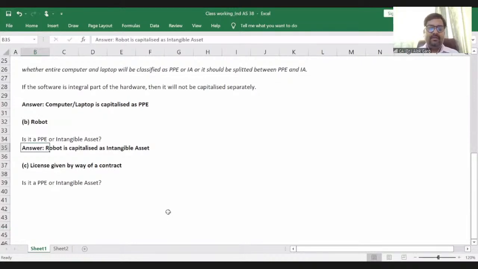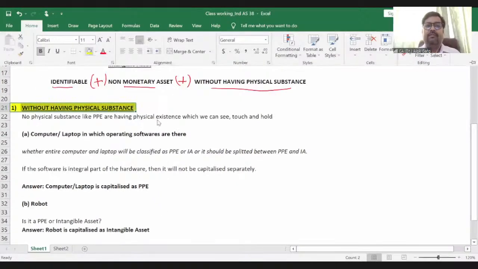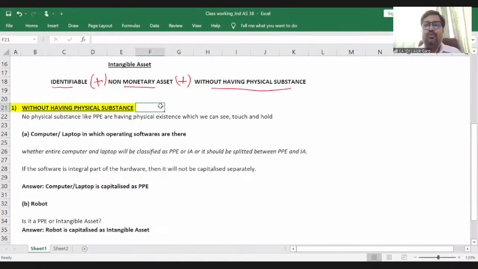A license is an intangible asset. A license is capitalized as an intangible asset, right? So we have discussed the first part. Of course, for meeting the definition of an intangible asset, the physical substance should not be there. A building cannot be an intangible asset. Machinery cannot be an intangible asset. Furniture and fixtures cannot be an intangible asset. Your refrigerator cannot be an intangible asset. Computer, laptop cannot be an intangible asset, right? Because they have a physical substance.